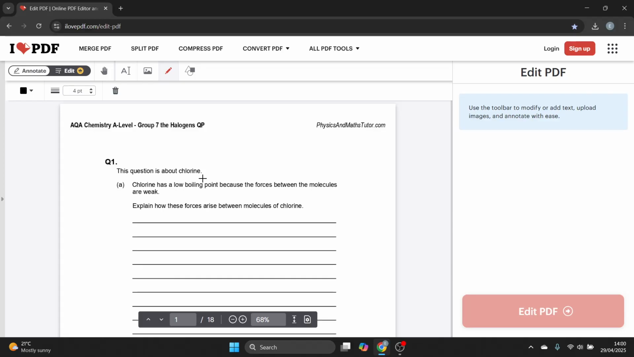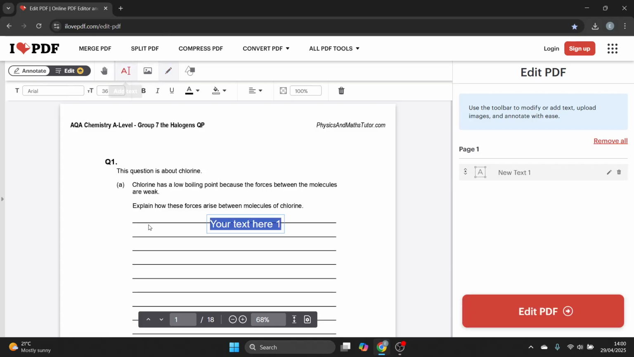This question is about chlorine. Chlorine has a low boiling point because the forces between molecules are weak. Explain how these forces arise between molecules of chlorine.